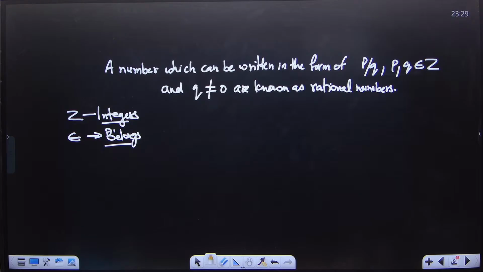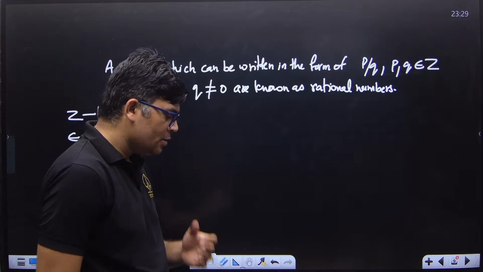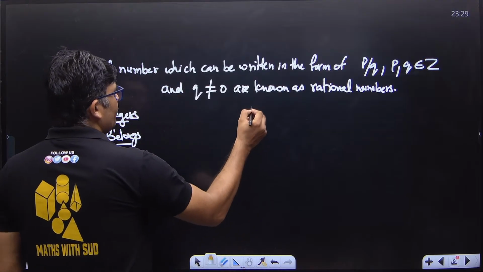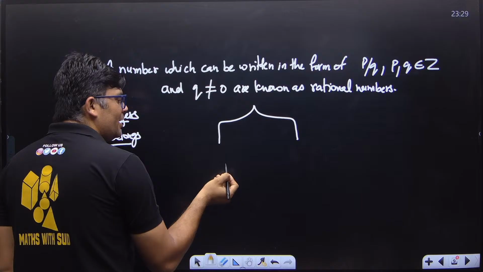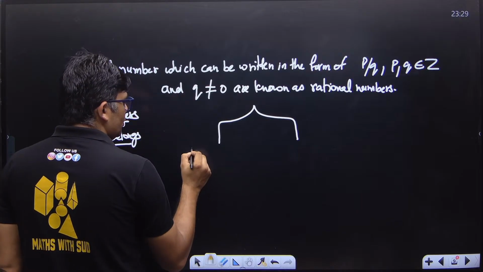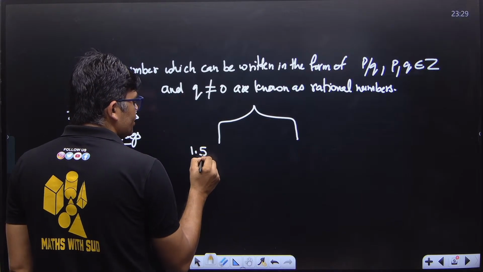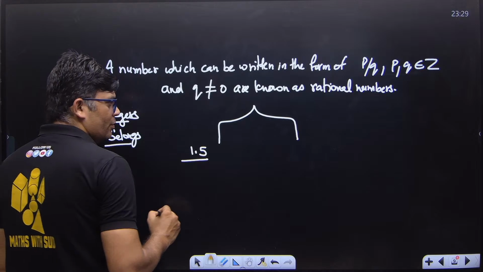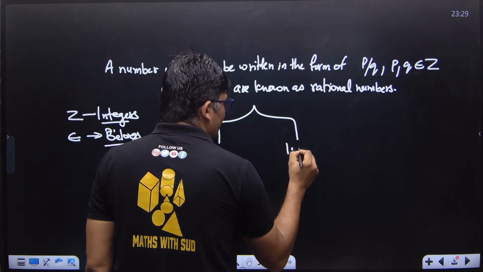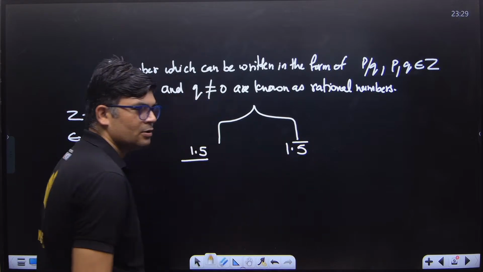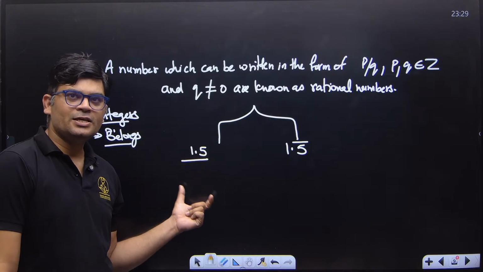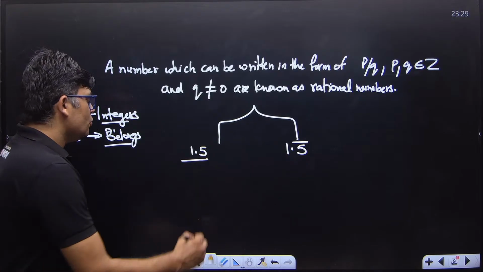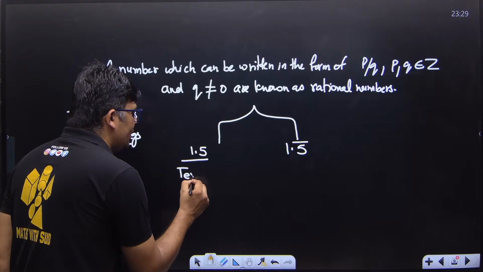Okay, they are known as rational numbers. So there are two kinds of representation of rational numbers. One is decimal representation, like if I say 1.5 or if I say 1.5 bar. There are two kinds of rational numbers, one is written like this, one is written like this. So this is known as terminating decimal.